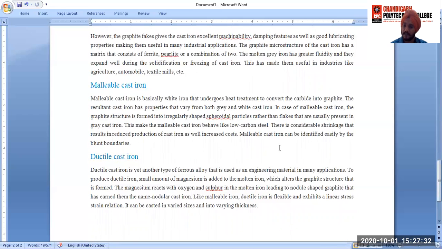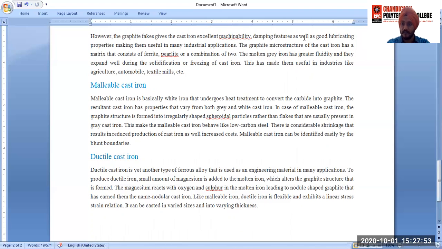So it is used in different applications because it is ductile in nature. It has the elasticity property. So compared to other cast irons, it is used in various applications.